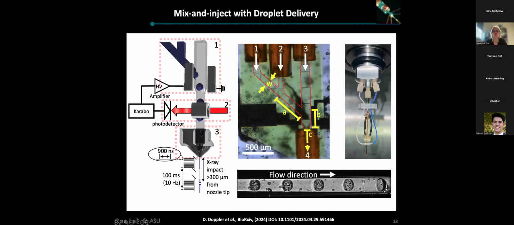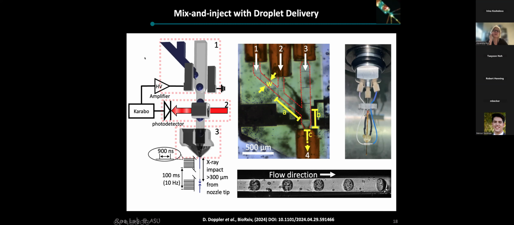Okay. So we adapted this injector then to 10 hertz frequency at the European XFEL, and it still has the major components. We have our electrodes included for the droplet stimulation. We have our droplet detector for the feedback, and then our nozzle that jets the droplets. And as I said, you can see up here that we have this additional inlet that allows us to bring the substrate in contact with the crystals.